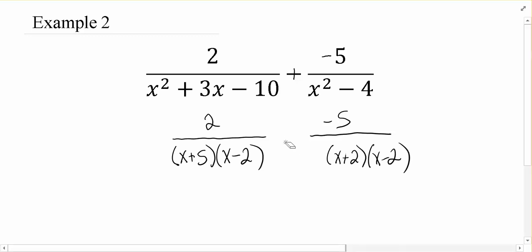That's x plus 2, x minus 2. So once we have these in this nice factored form, now we can look and say, what are we missing? So if we start with the first fraction and look at the second, so we're going to look at the x plus 2, x minus 2. The first fraction already has an x minus 2 in it, so it doesn't need that. What it is missing is the x plus 2. So we're going to put an x plus 2 in the top and the bottom.